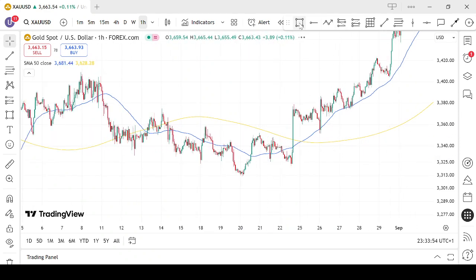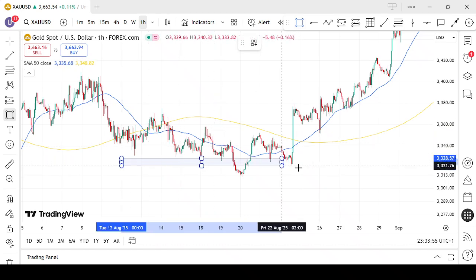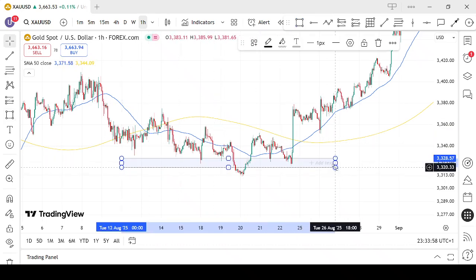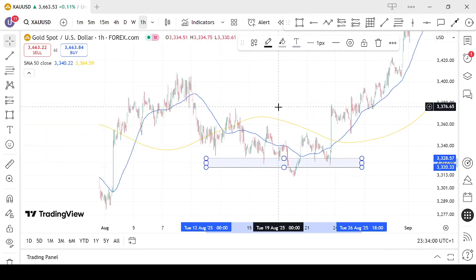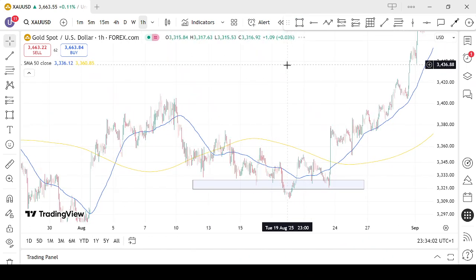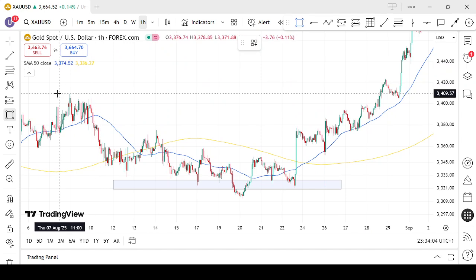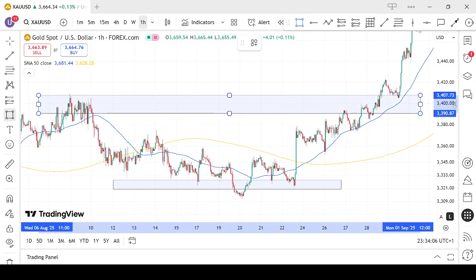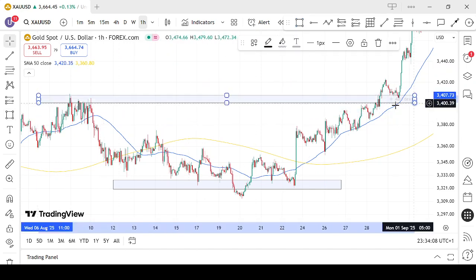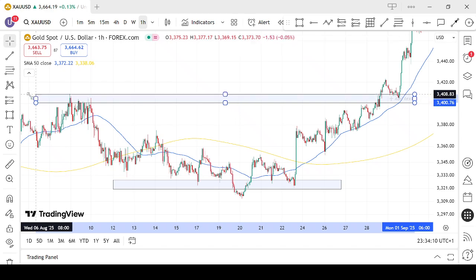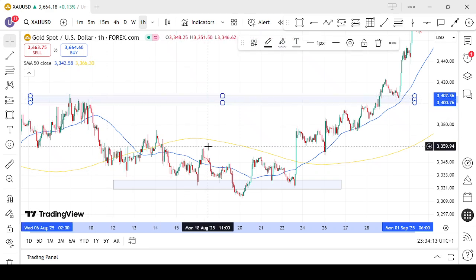You can look for support areas where we expect price to bounce from, and resistance. Resistance are high points where we expect price to react from. These are zones where price has previously reacted from in the market.